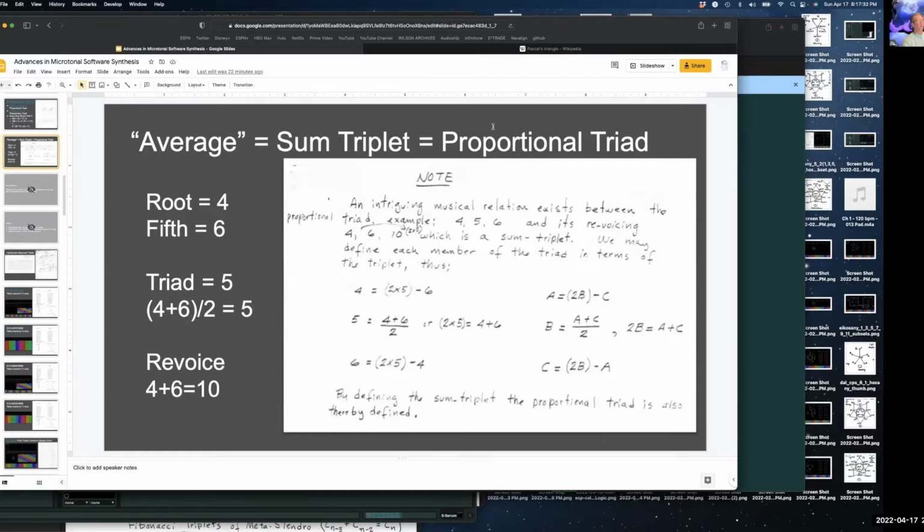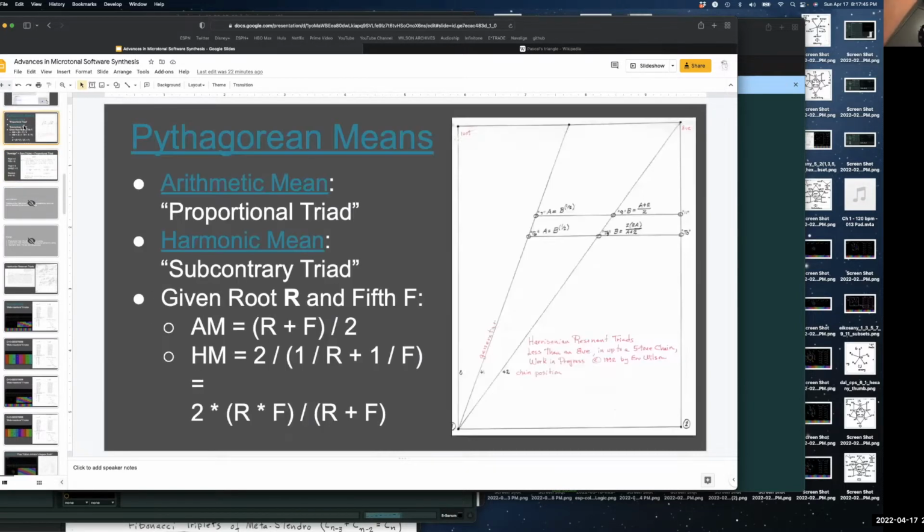So some triplets of proportional triad, that's just the average of the two in the frequency space, but the sum and difference tones are derived from that. That's what's so cool about it. Interesting. So that's the arithmetic mean. The arithmetic mean is the proportional triad, that's the major triad, and the harmonic mean is the subcontrary triad, that's the minor triad. So this is the best representation right here, actually.